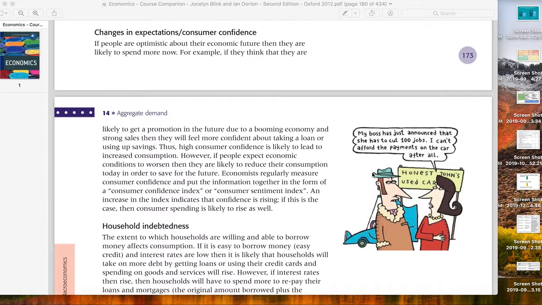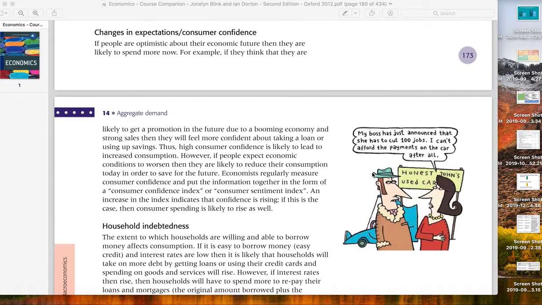Expectations and consumer confidence are another big thing. If people are optimistic about their economic future, they're way more likely to spend. If they think the future is good, they're going to open up those pockets. If they think they're getting a promotion because the economy is booming, they're going to be way more likely to increase their spending. So higher consumer confidence will lead to increased consumption, causing a shift to the right in aggregate demand.